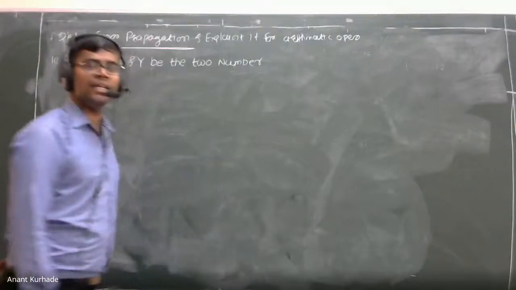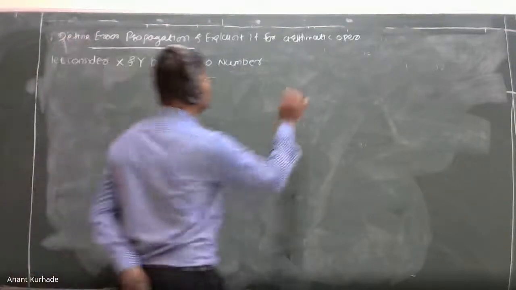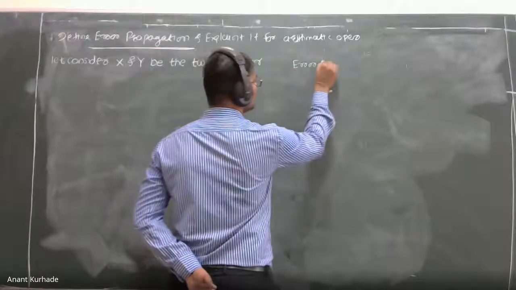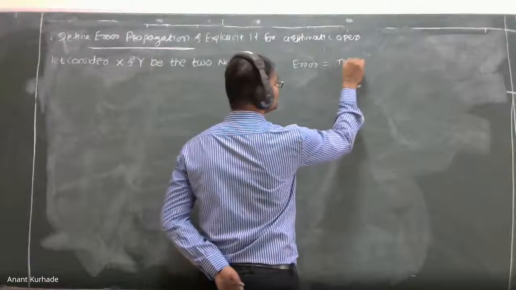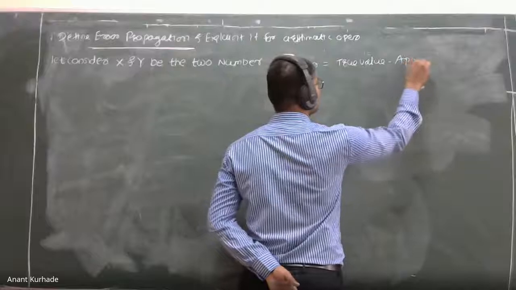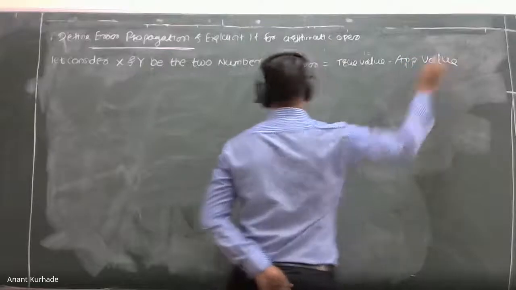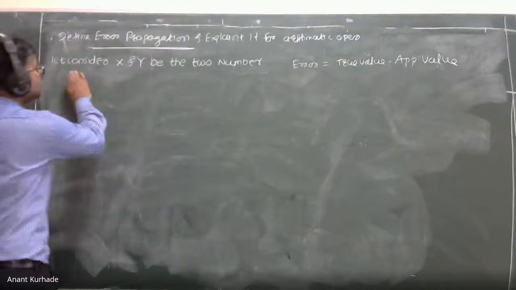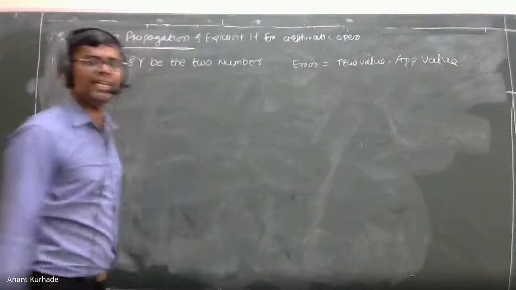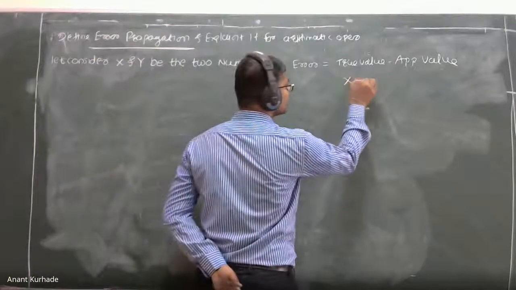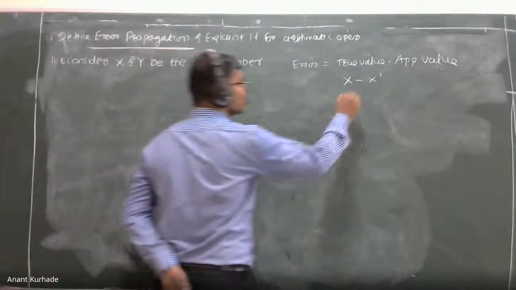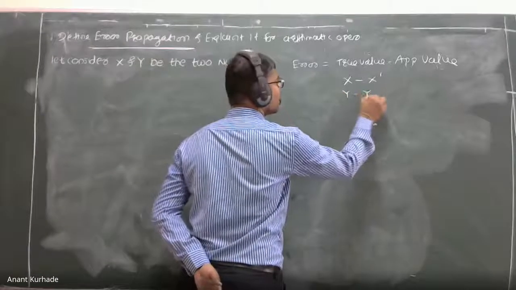Okay, true value minus approximate value. So we know that. Don't write this here. Error is equal to true value minus approximate value. Now let's consider x and y to be two numbers. So how can you write error in x? x minus x dash. How can you write error in y? y minus y dash.